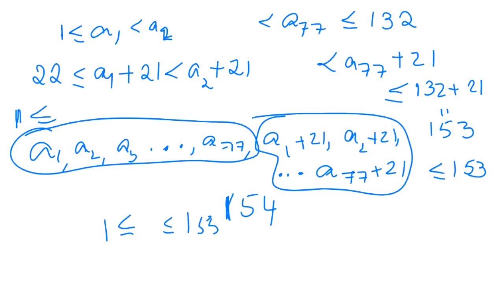Everybody agree with that? Right. Yes. So by the pigeonhole principle, at least two of these should be equal to each other. I know the first 77 are different from each other, and the last 77 are different from each other. So there should be one in here and one in here, and they should be equal to each other.